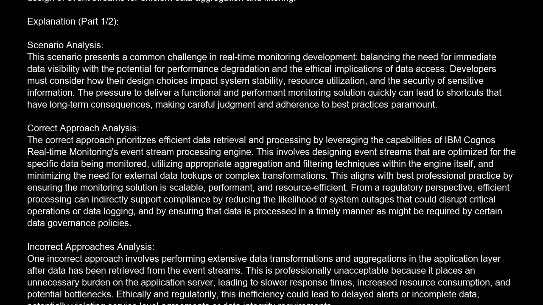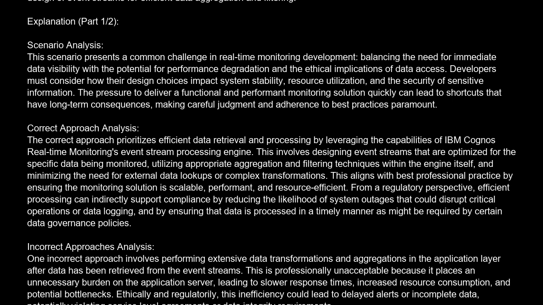Correct answer is B. The inherent processing capabilities of the IBM Cognos real-time monitoring event stream processing engine and the design of event streams for efficient data aggregation and filtering. Explanation. Scenario analysis. This scenario presents a common challenge in real-time monitoring development, balancing the need for immediate data visibility with the potential for performance degradation and the ethical implications of data access.